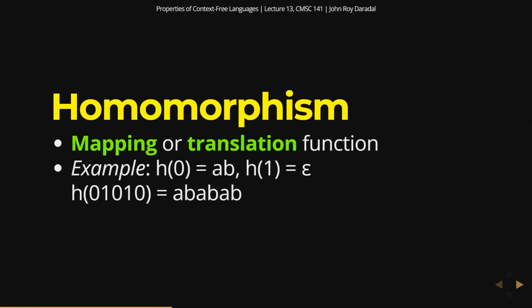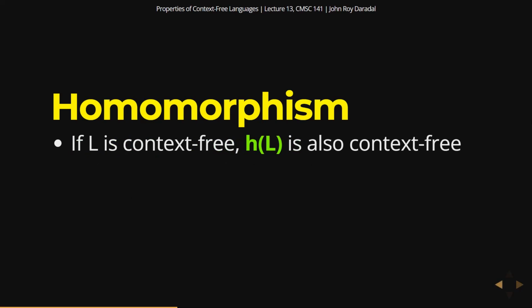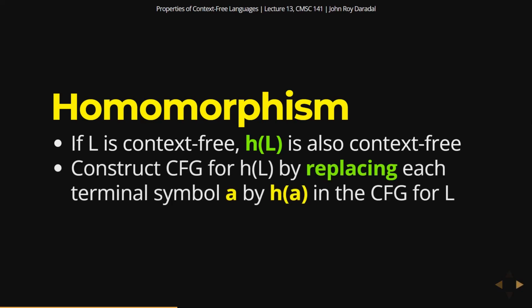Okay, so we've already seen this from the regular languages, right? If the language is context-free, the homomorphism of the language is also context-free. And it's pretty straightforward to construct the CFG for the homomorphism. Just replace each terminal symbol A by the homomorphism of A in the original context-free grammar.